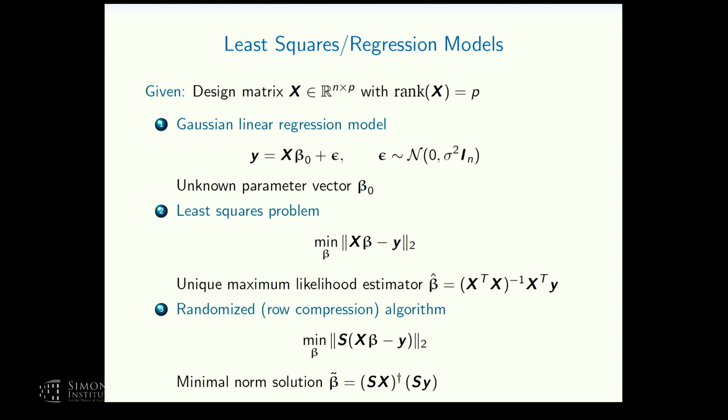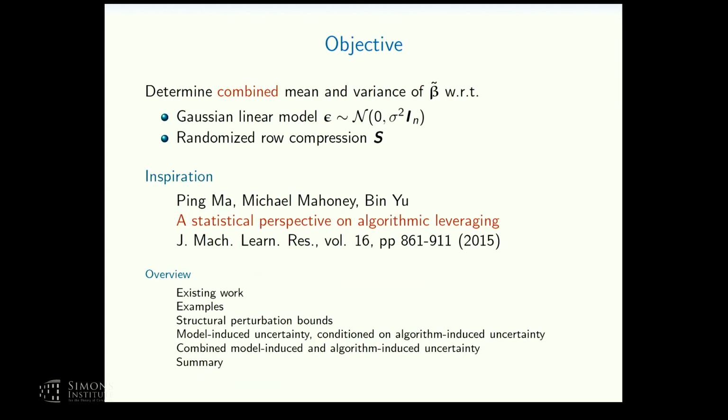So what one can do is one can do a row compression. So it's the same matrix S that Petros used, and use only a few of the rows. So one reduces the rows, one reduces the observation, and then one tries to get a minimal norm solution beta tilde. So our objective here is to determine the combined mean and variance of the two types of uncertainties we have. Uncertainties due to the linear model and uncertainties due to the randomization. So our inspiration was the groundbreaking work by Ma, Mahoney, and Yu on a statistical perspective on algorithmic leveraging.